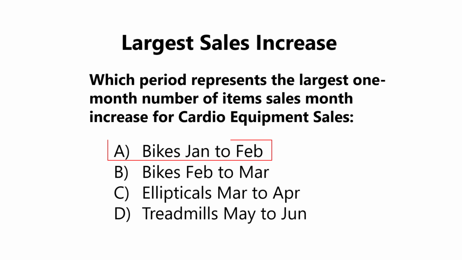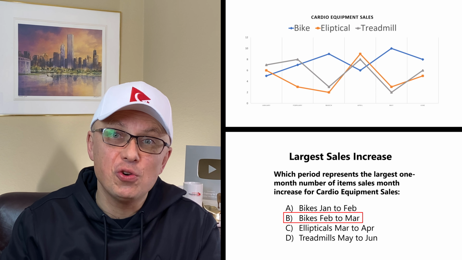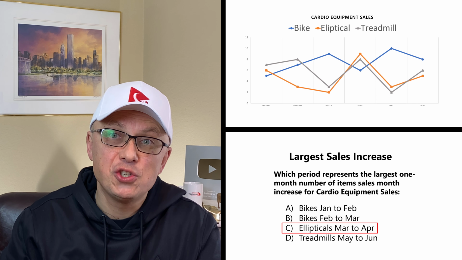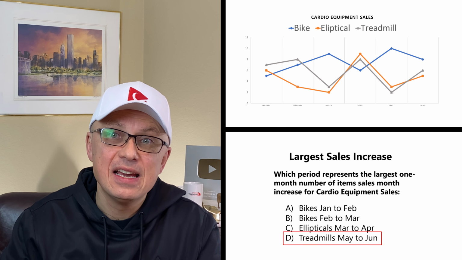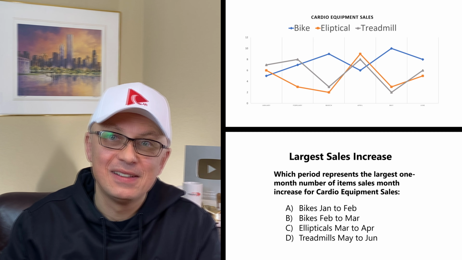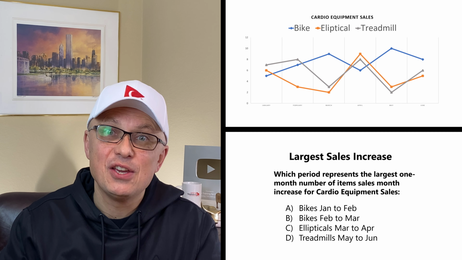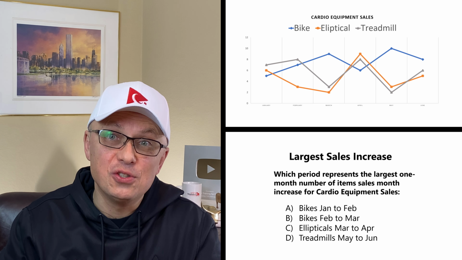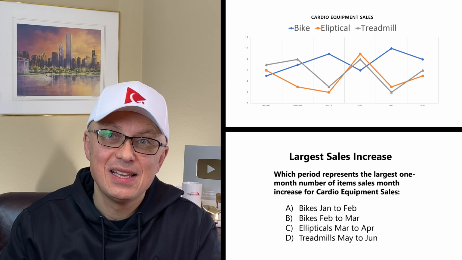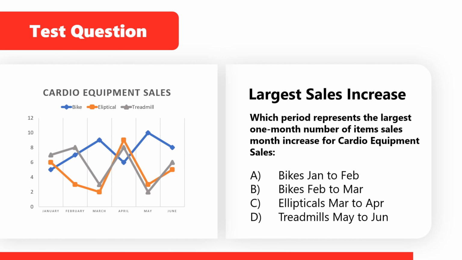Choice A, bikes from January to February. Choice B, bikes from February to March. Choice C, ellipticals, March to April. And choice D, treadmill, May to June. Do you see the answer? You may need to look closely to determine the correct answer for this question. Give yourself 5 to 10 seconds to see if you can come up with the right solution. Are you ready? We're going to move forward and cover the answer for this problem and get to the solution together.